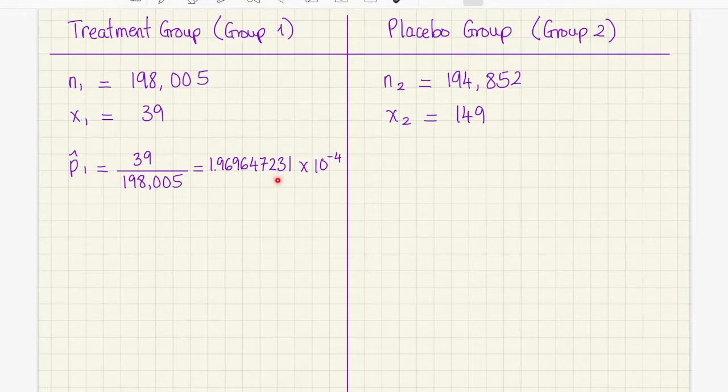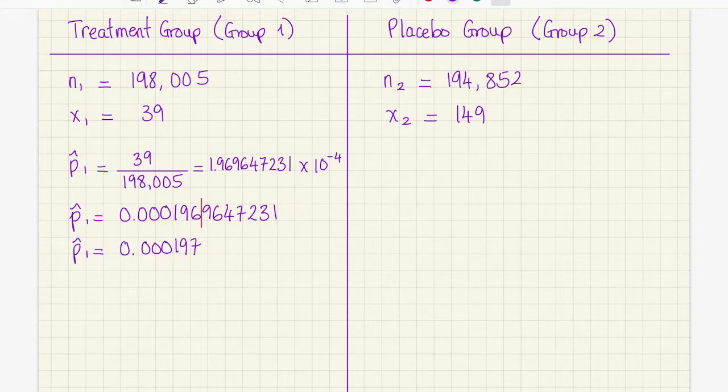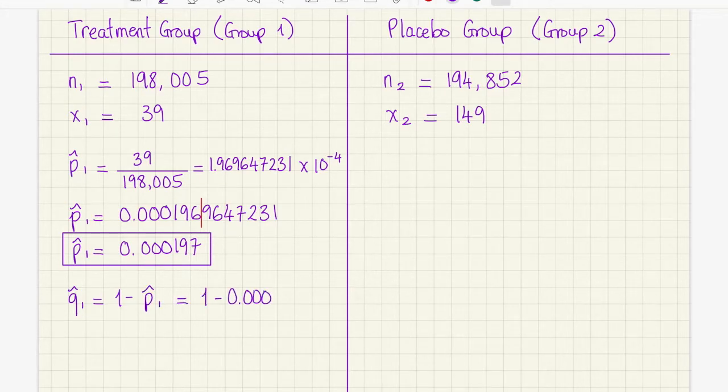This is a scientific notation. To convert this into a decimal notation, I will move this decimal point to the left 4 places because this is negative 4. If there is an instruction on how to round the number, please follow the instruction. In this one, I am going to round it to 3 significant figures. So my P hat 1 is 0.000197. Q hat 1 is 1 minus P hat 1, which is 1 minus 0.000197, and I get 0.999803.